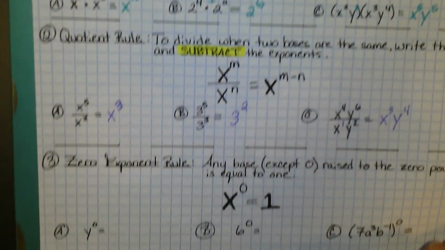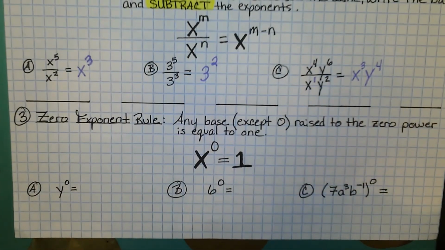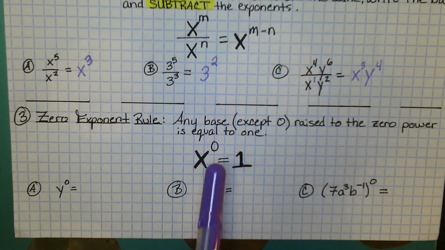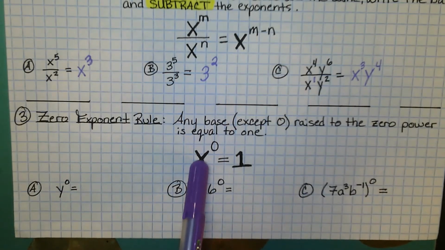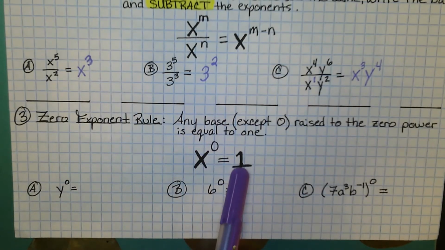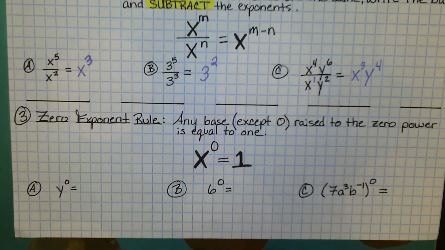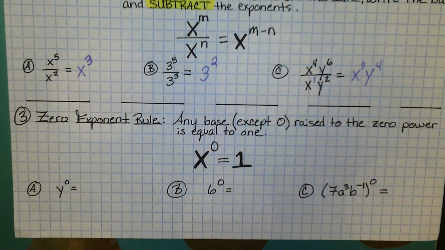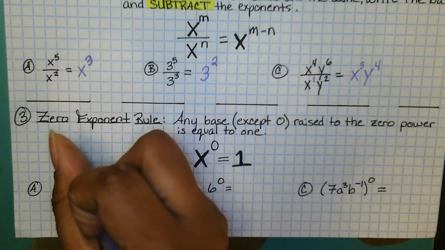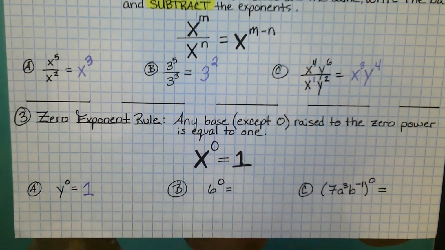The next rule we have is the zero exponent rule. This rule states that any base except 0 raised to the 0 power is equal to 1. So you see, any number, any base raised to the 0 power is equal to 1. And that is true for everything, no matter what number, what variable it is, raised to the 0 power, it is equal to 1. So, like in this example, where we have y to the 0 power, it is equal to 1.